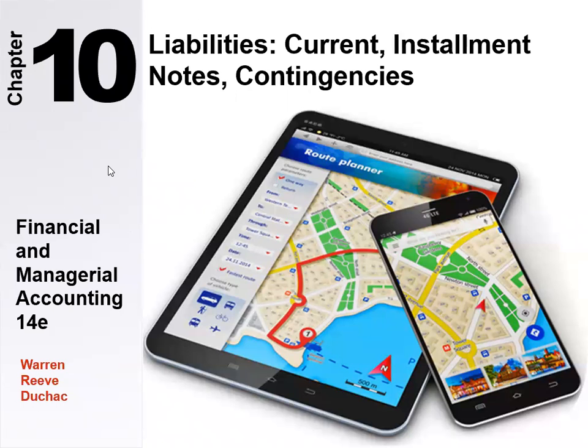Okay, so chapter 10, we are switching gears. In chapters 8 and 9, we talked about assets, current assets, and then long-term assets. So 10 and 11 are liabilities. In chapter 10, we're going to deal with short-term or current liabilities. And then in chapter 11, we are going to deal with long-term liabilities.